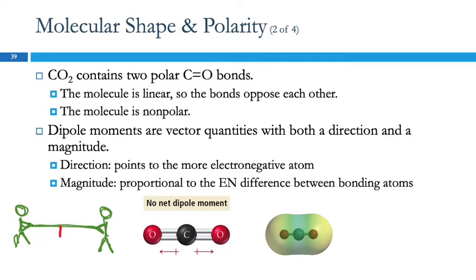So we can understand this as being vectors of equal magnitude in opposite directions. They add up to 0. So this molecule does not have one end that's more positive or negative than the other. So it's a nonpolar molecule even though it has polar bonds. Everybody okay with that?